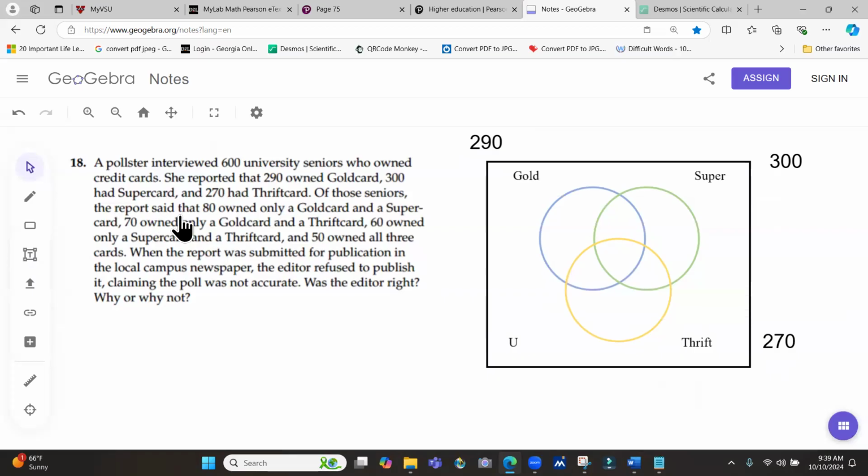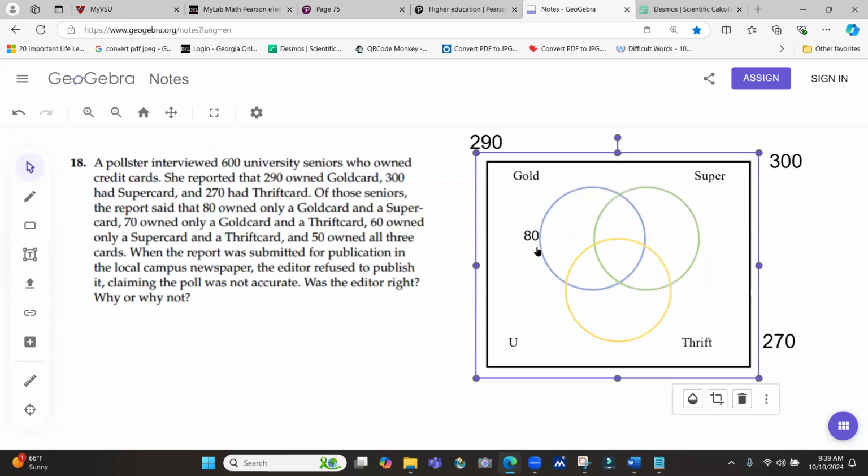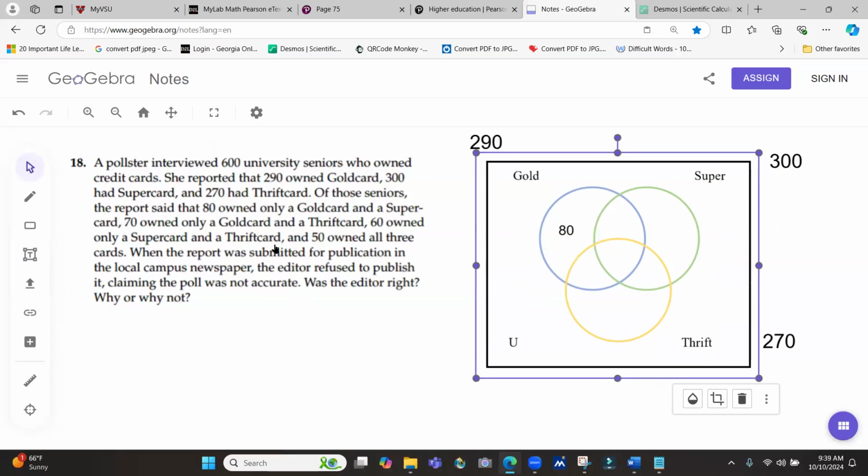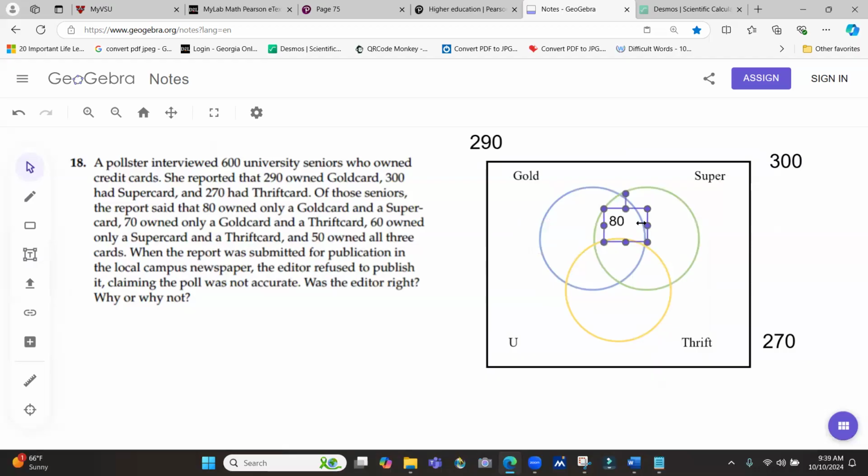The report said 80 owned only a gold card. So careful. 80 owned only a gold card. 80 goes here in this part of the blue circle. Sir, it says 80 owned a gold card and a super card. Let me read it again. Oh, 80. You're absolutely right. Thank you, Jacob. 80 owned only a gold card and a super card. Yes, and 80 goes here. Is that acceptable now, guys? Yes, sir. Good. Thank you.